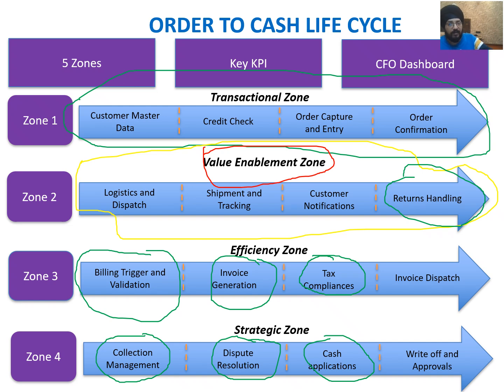So these are the four zones: transactional zone, value enablement zone, efficiency zone, and strategy zone, which need to be managed in a very amicable manner. But we talked about five zones in our slide, and we have only showcased four zones. Then what is the fifth zone? What is it that we have not covered? So let's move to the next slide and see what that fifth zone is.